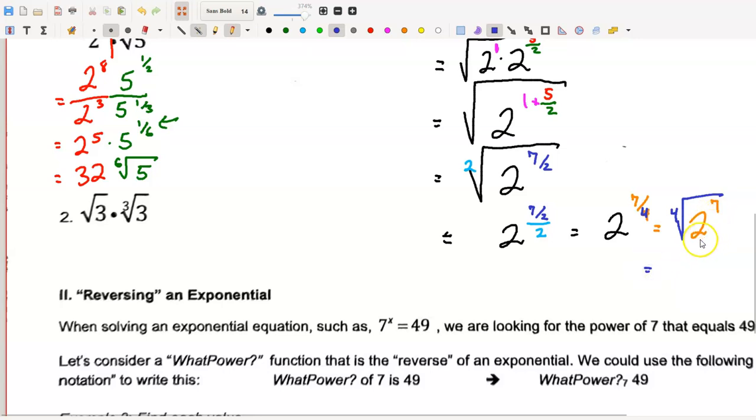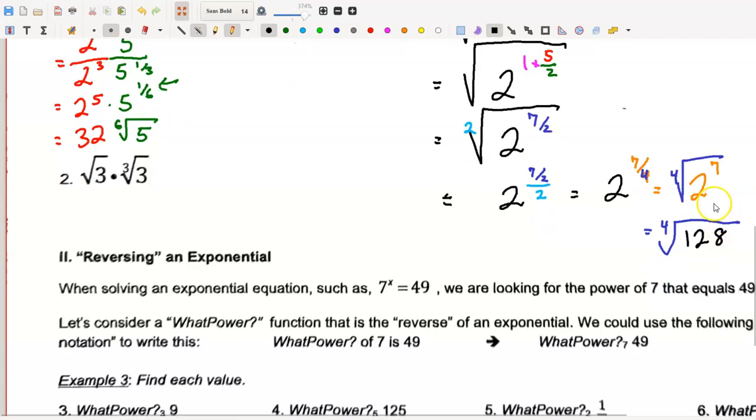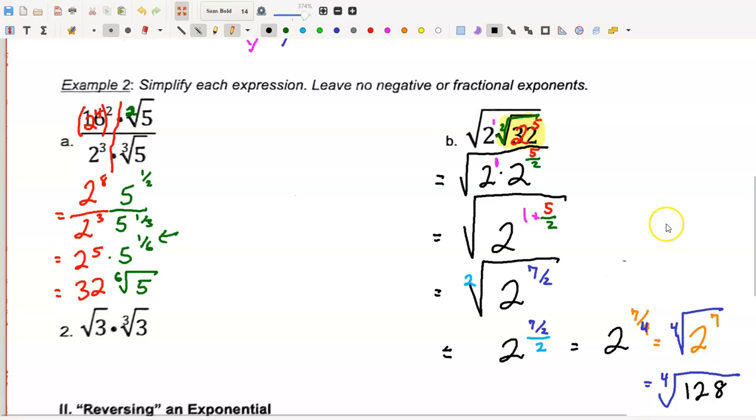And 2 to the 7 is less than 1,000, so one more step. Figure out what 2 to the 7th actually is. And in this case, it's, let's see, 64, it'd be 128. 4th root of 128, when it's all said and done. Good. So those are the number problems.